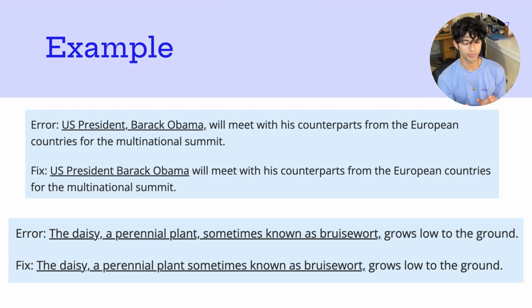So the daisy, a perennial plant, sometimes known as bruiseworth, grows low to the ground. In this example, if I try to remove a perennial plant, I get the daisy, sometimes known as bruiseworth, grows low to the ground. As you can tell, there's a huge pause I had to have between daisy and sometimes, but because I removed that chunk called a perennial plant, there's no comma there. So it seems like this sometimes known as bruiseworth is also a bit of extra detail that doesn't need to be there. So we want the commas to surround both parts. So the fix is the daisy, a perennial plant sometimes known as bruiseworth. That's the extra information. If we cut that out, the daisy grows low to the ground. That's a fine sentence.